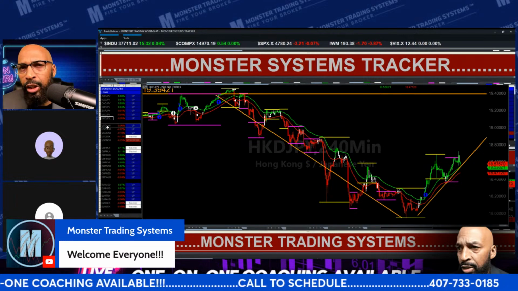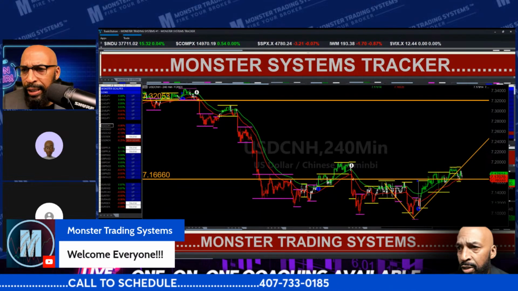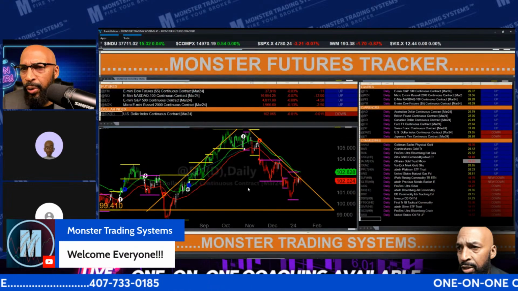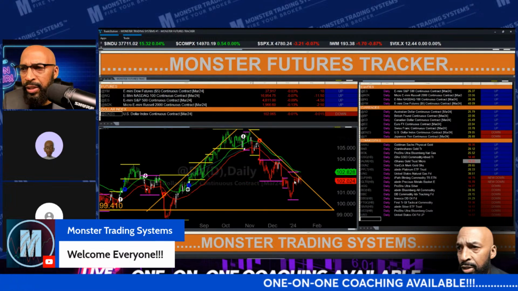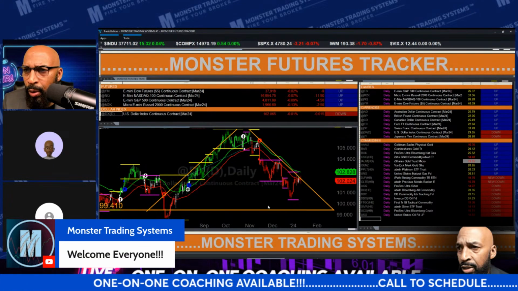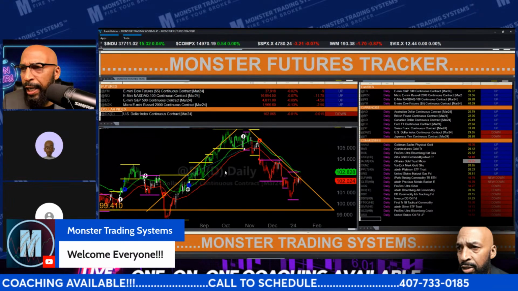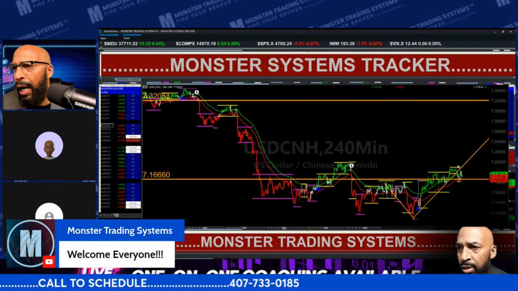The dollar pairs, let's take a look at the dollar pairs. The dollar index, see what it's doing. We've got red candles here, so it's settled a bit. But still red candles, so we're in the markdown phase. So just be aware of that.